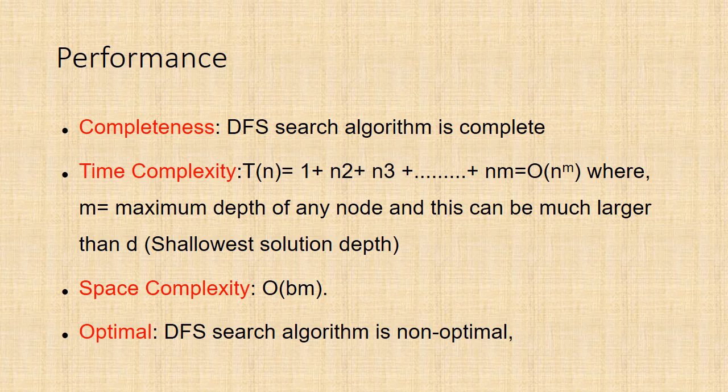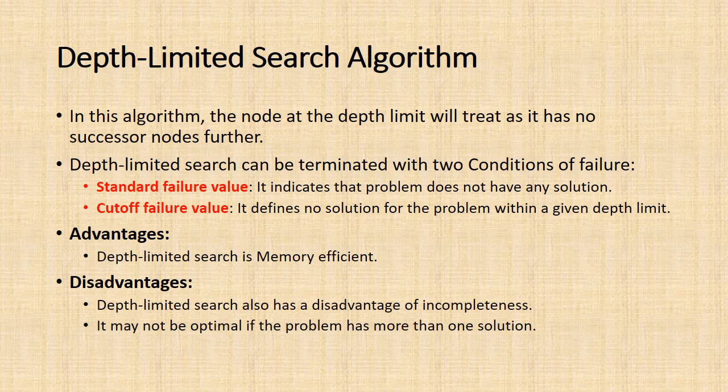Space complexity of the DFS algorithm: it needs to store only a single path from the root node, hence space complexity of DFS is equivalent to the size of the fringe set, which is big O of b raised to m. The DFS search algorithm is non-optimal, as it may generate a large number of steps or high cost to reach the goal node. A depth-limited search algorithm is similar to a depth-first search with a predetermined limit.